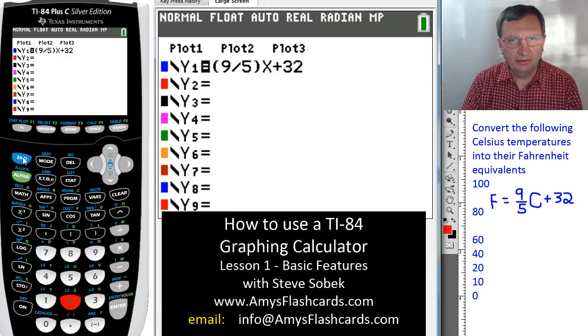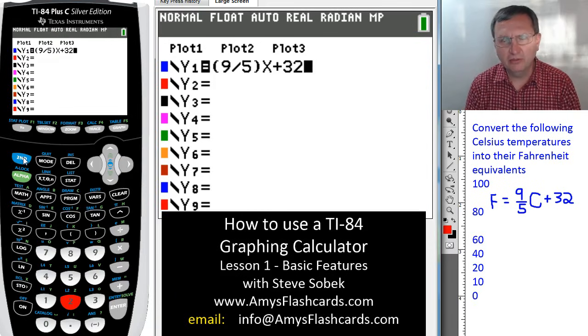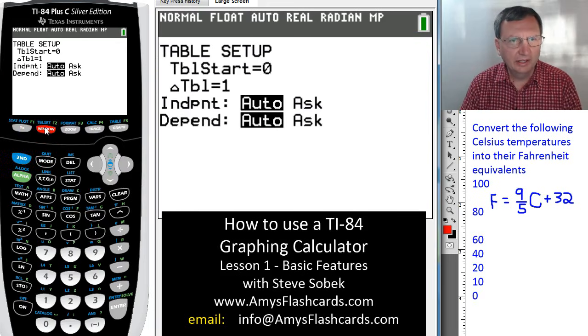Okay, and we're going to use a feature called the table feature. Now the table feature has two operating modes, and for this application we're going to change that mode so that we can type in any value that we want. So we only have to do this once. Hit second, here's table set right up here above the window button. And you can see that the independent variable is currently being calculated for you automatically. Okay, it's starting at 0 and incrementing by 1. And we could change that and so forth. And we could decrement if we want to.